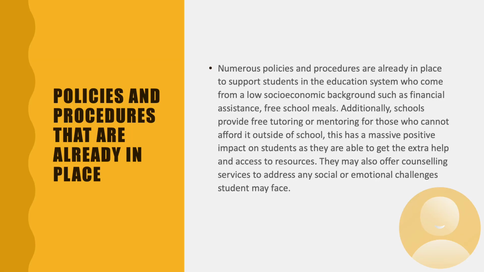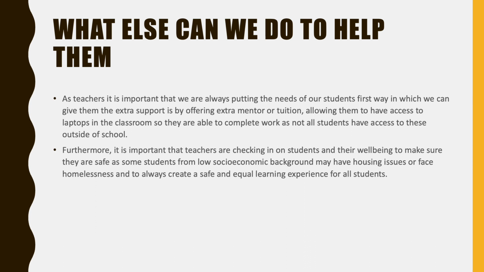Policies and procedures that are already in place. There are numerous policies and procedures already in place to support students in the education system who come from a low socioeconomic background, such as financial assistance and free school meals. Additionally, schools provide free tutoring or mentoring for those who cannot afford it outside of school. This has a massive positive impact on students as they are able to gain extra help and access to resources. They may also offer counselling and services to address any social or emotional challenges students may face due to their socioeconomic status and backgrounds.